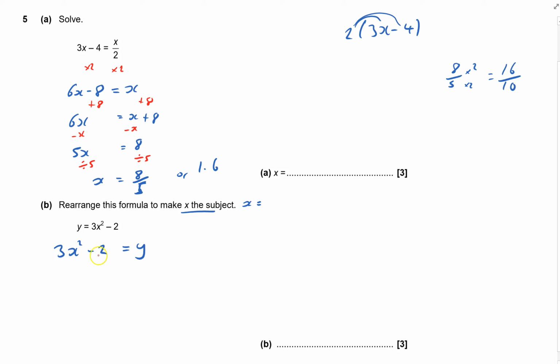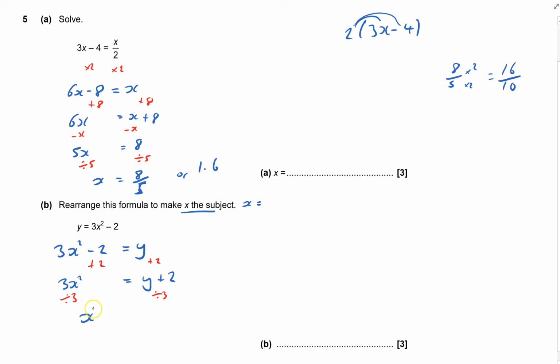I'm going to get rid of the minus 2, so I'm going to add 2 to both sides, and just by doing this I'll get my first mark. And so that'll leave me with 3x squared equals y plus 2. If I knew what x was, I'd square it, and then I'd times by 3. So the first thing I need to do is get rid of that times by 3. So I divide this side by 3. I need to divide this side by 3.